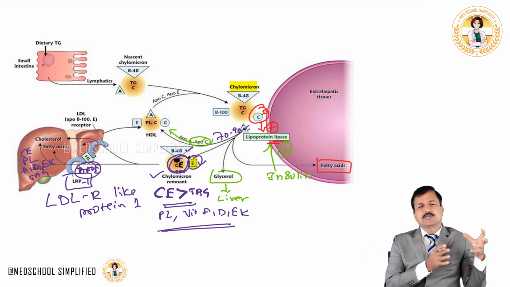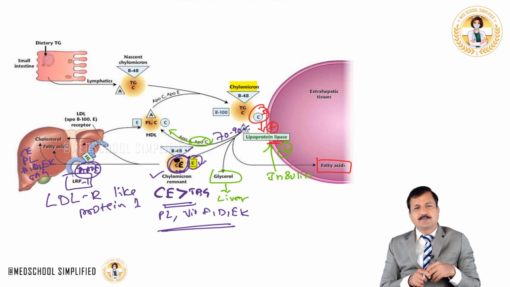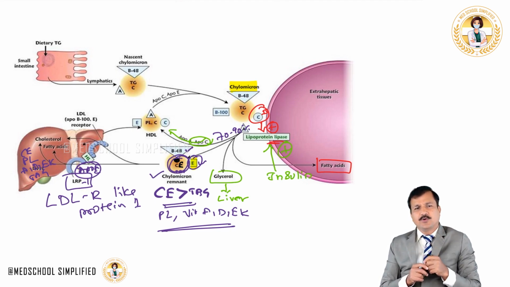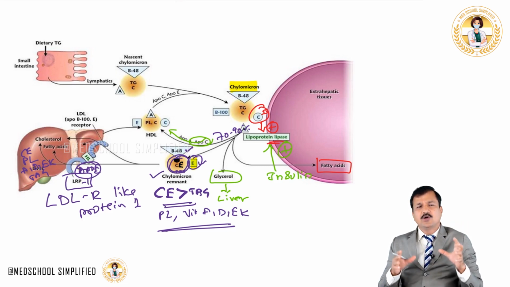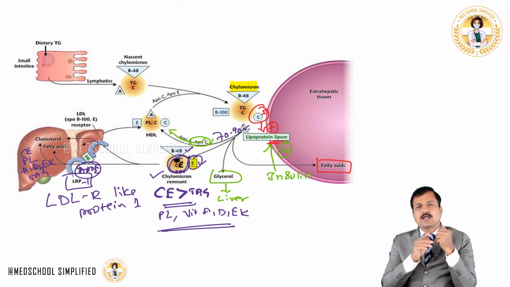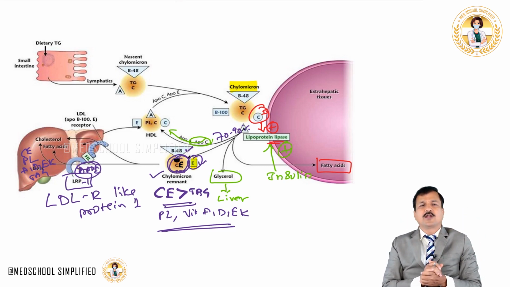And that is taken up by the LRP receptor, or LDL receptor like protein 1, which recognizes Apo E, and things are internalized, endocytosed. That's how dietary phospholipid, dietary cholesterol ester, dietary vitamins A, D, E, K and some amount of dietary triacylglycerol, all of that will be offloaded in the liver.